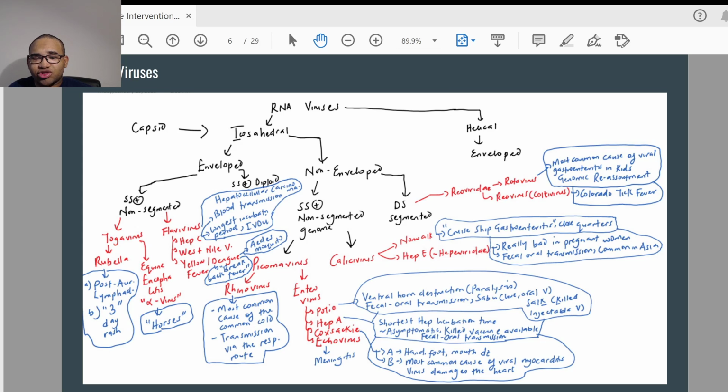And then under the non-enveloped RNA viruses, we have the double-stranded, segmented. The big one we have there is rotavirus, right? Those are the Reoviridae. Rotavirus is the most common cause of viral gastroenteritis in kids. It tends to have genomic reassortment. I'll talk about that in a bit. And then you can also talk about the Colti virus. That's the thing that causes Colorado tick fever.